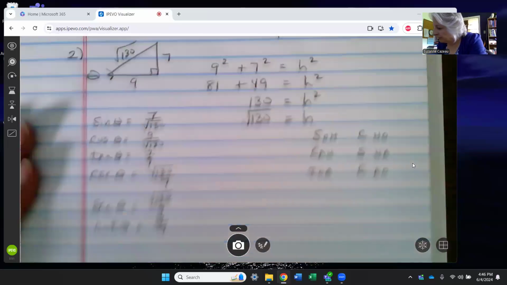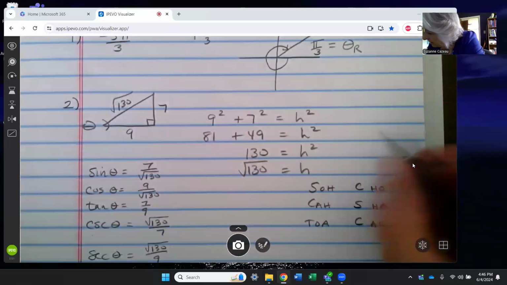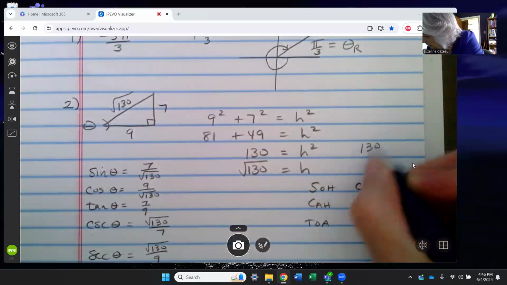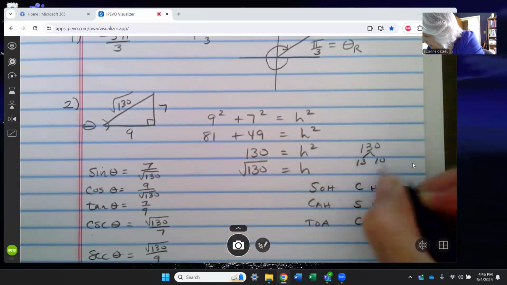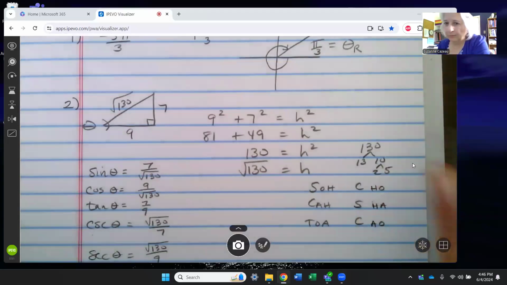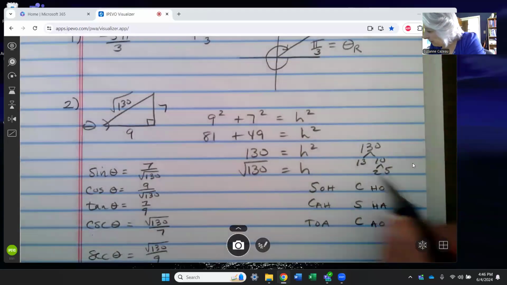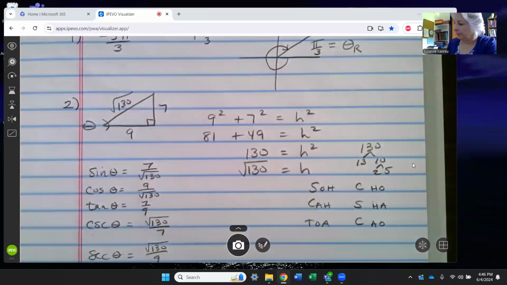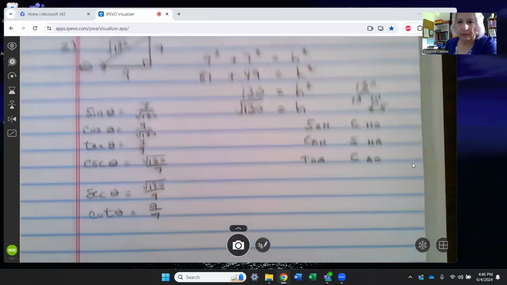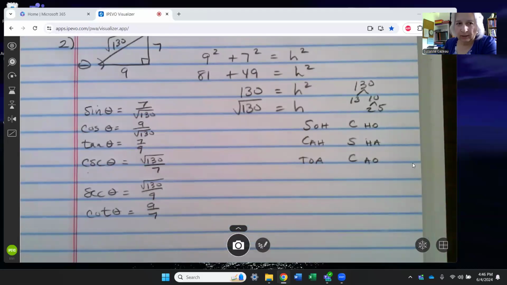All right, but yeah, we couldn't reduce this because 130 is 13 times 10, and that's 2 times 5. So we don't have 2 of anything to bring it out. All right. So let's see, number 3, what do we got?